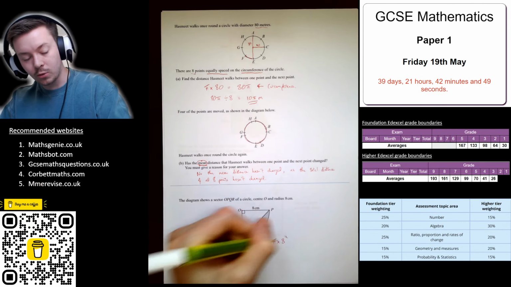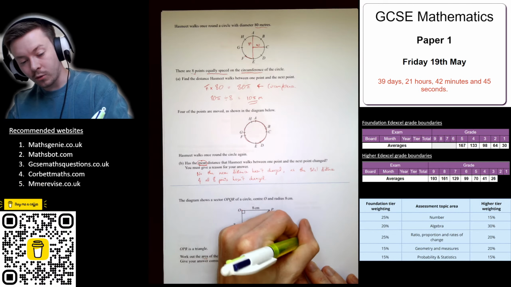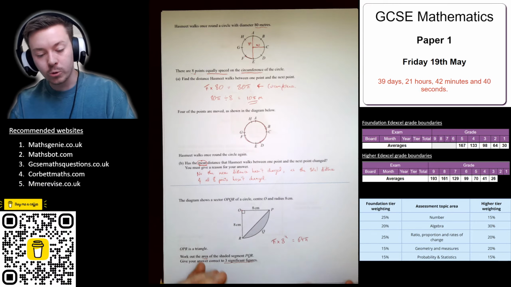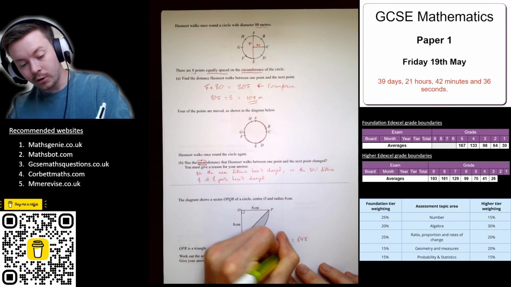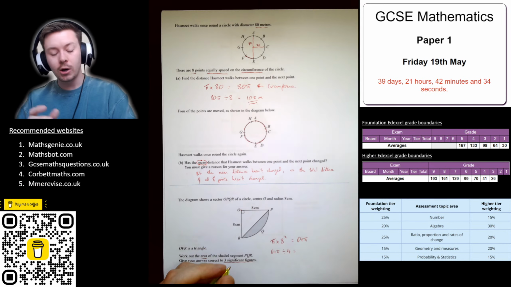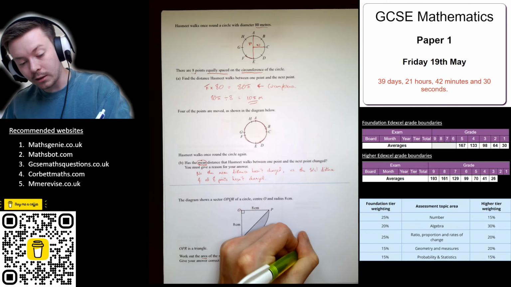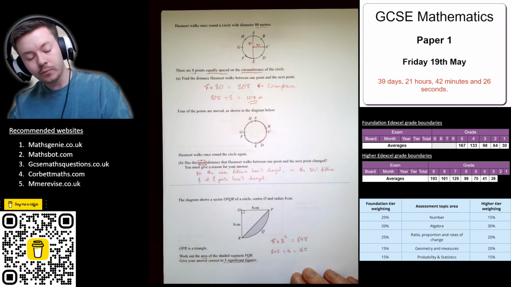Pi times 8 squared. That gives me the area of the circle, which is 64 pi. Now then, like we've just said, that is the quarter of a circle, so we need to divide it by 4. 64 pi divided by 4, half of 64 is 32, half of it again is 16 pi. So the whole thing is 16 pi.